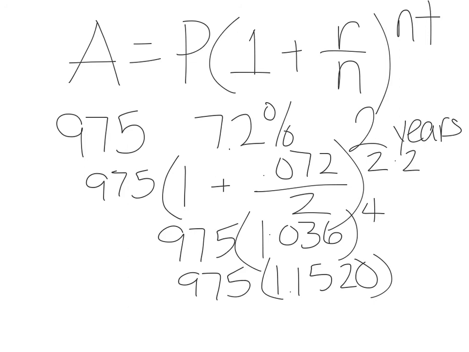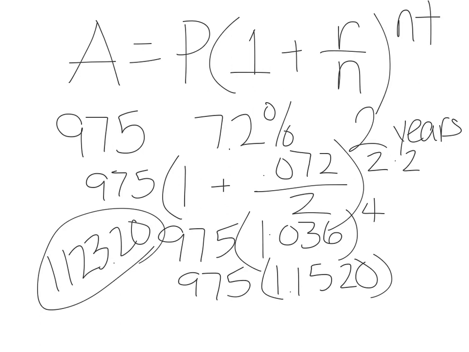So now I'm doing that, and I get an answer of 1123.20. 1123.20 is the final answer. So the things to remember there is number of times compounded each year, twice, and then the number of years. So 2 times 2 is 4. There you go.